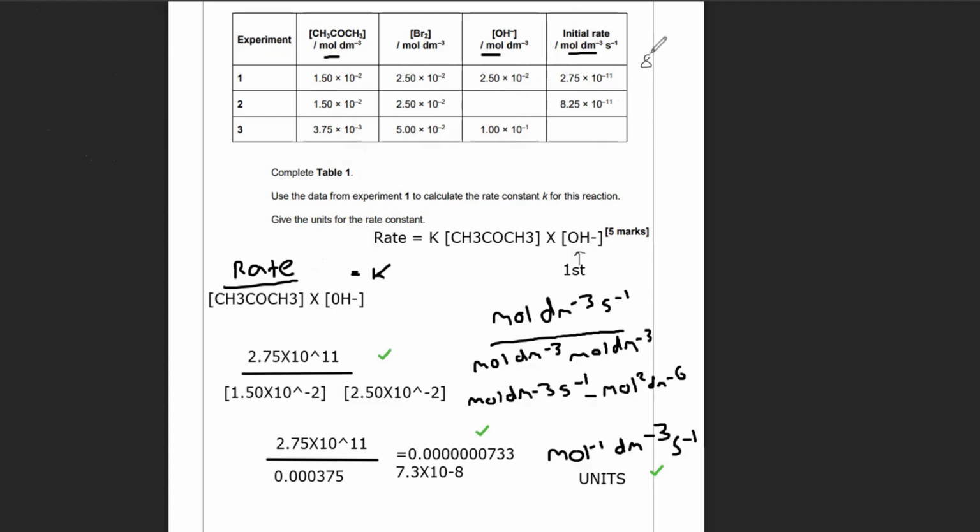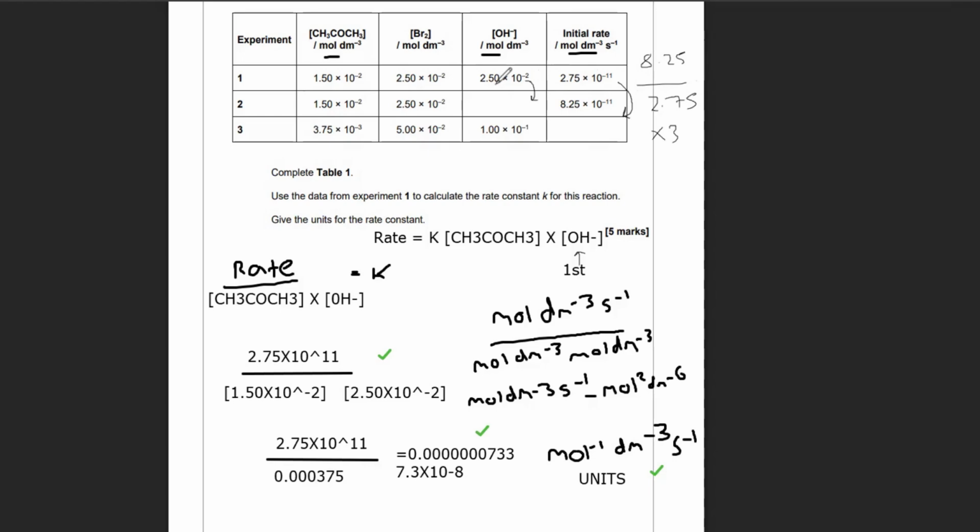So I want to do 8.25 times 10 to the minus 11 divided by 2.75. And what is that going to give me? Multiplied by 3 times from there to there. And therefore, what could have caused that? Well, it wasn't the propanone. It's definitely not the bromine because it's zero order. It's not the propanone because it stayed the same. So this must have tripled as well.